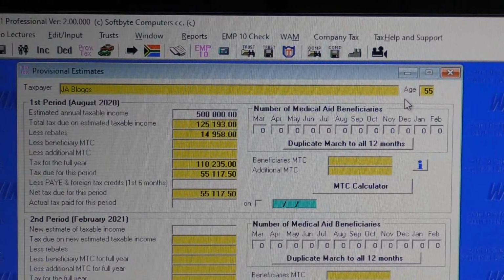Let's have a look at the Prov Tax screen in WinTax 2021. The Prov Tax screen in WinTax will pick up the taxpayer's name and age from the personal details of the taxpayer currently loaded into the WinTax program.